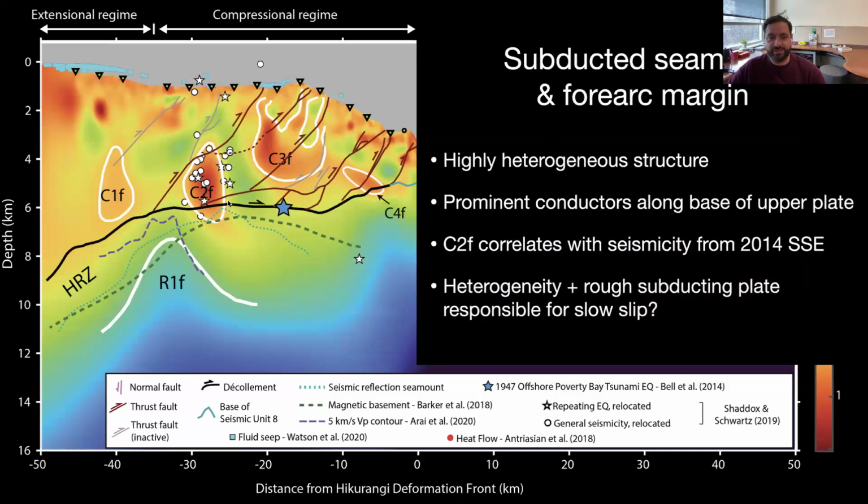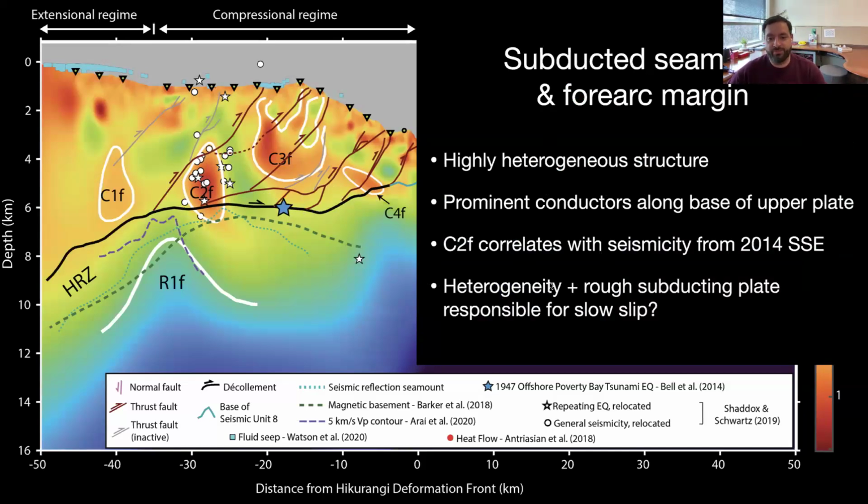Okay, so again, this is highly heterogeneous structure. There's prominent conductors and then lack of conductors along the plate interface. And this conductive anomaly here, C2F, which is in the upper plate, is correlating with some of that seismicity from these slow slip events. So this leads us to wonder, is it heterogeneity plus a rough subducting plate that might be responsible for why we have slow slip here and not in the south?